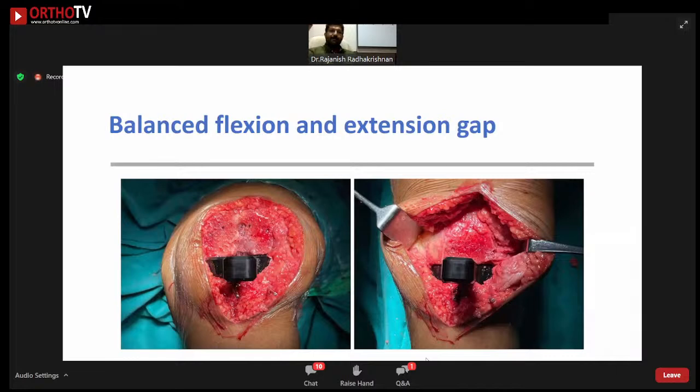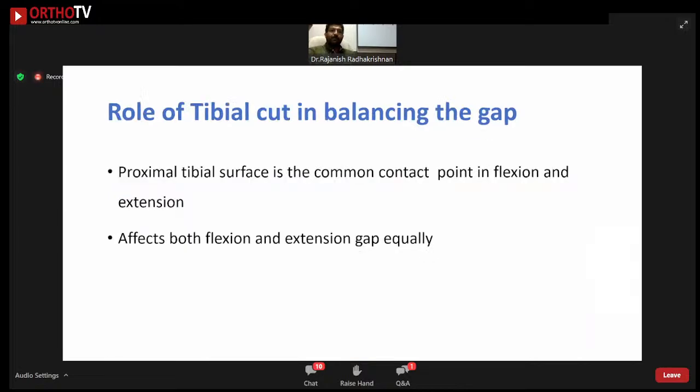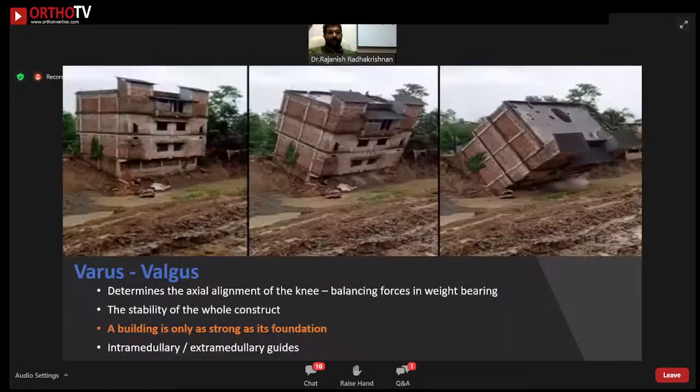Once that cut is done, you can see two identical rectangles, one in flexion and one in extension. That balances the knee in flexion and extension. That is the most important part in total knee replacement: getting the soft tissue balance and proper rectangular cuts, one in flexion and one in extension. What is the role of the tibial cut in balancing the gap? The proximal tibial surface is a common contact point in flexion as well as in extension, so it affects both the extension gap and the flexion gap equally.